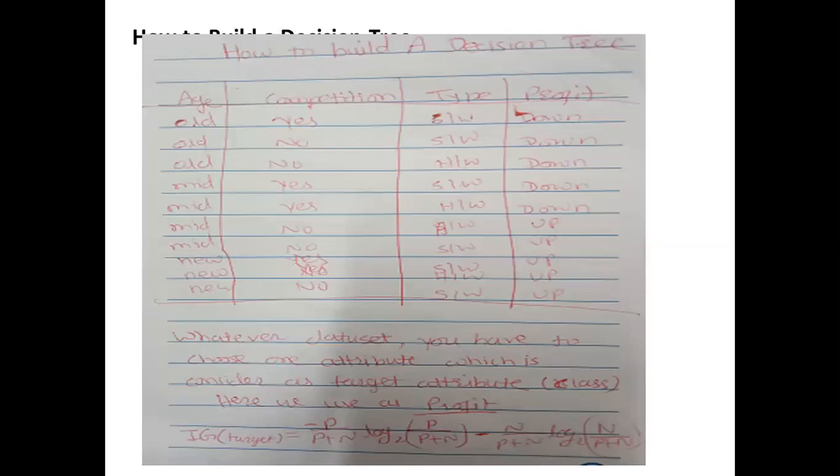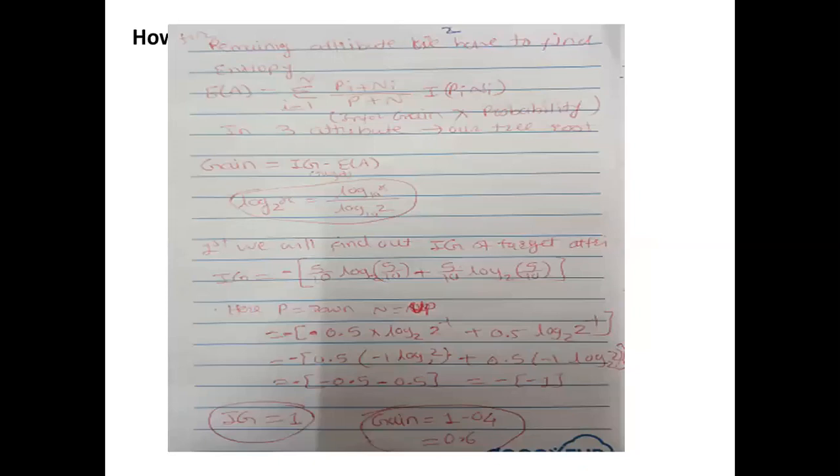Or we can consider the total entries in that database. So 5 divided by 10, clear? So log 2 5 divided by 10, plus n divided by p plus n. Here the value of n is also 5. So 5 divided by 10 log 2 5 divided by 10. Now we are going to solve this. It equals 0.5 log 2, and we know that 1 by 2 we can represent as 2 raised to the power minus 1. So likewise we have represented it over here. Now minus 1 we are taking common over here.